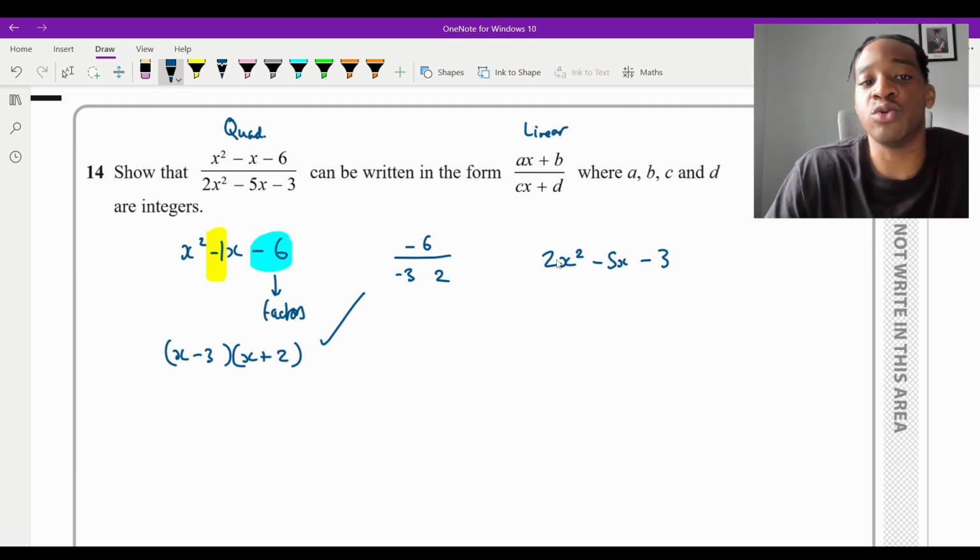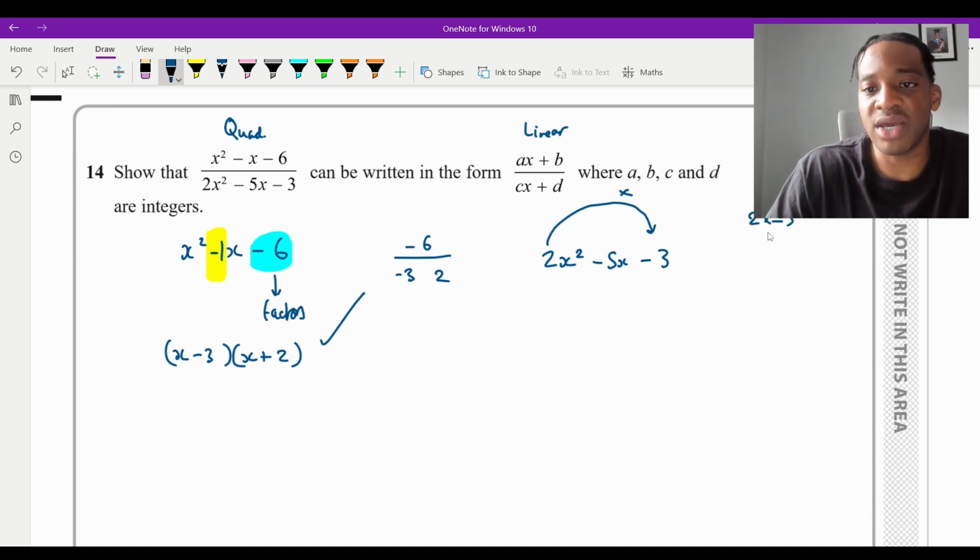So what we need to do is use the AC method, don't we? So we have to times this number at the front with the number at the end. We're going to times these two. 2 times minus 3 is equal to minus 6. So now we need two factors of minus 6, which also add to make this minus 5. And that's just going to be minus 6 and a positive 1, isn't it? Minus 6 plus 1 is equal to minus 5. And when you times them, you get minus 6.